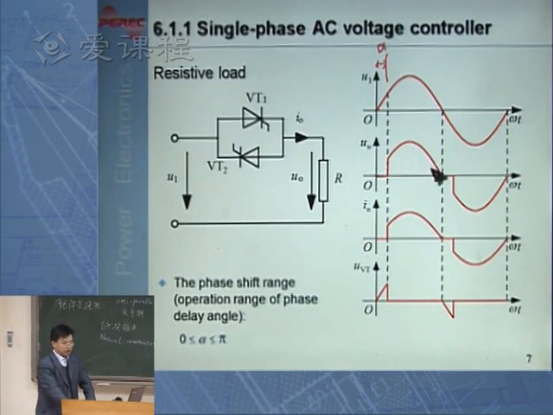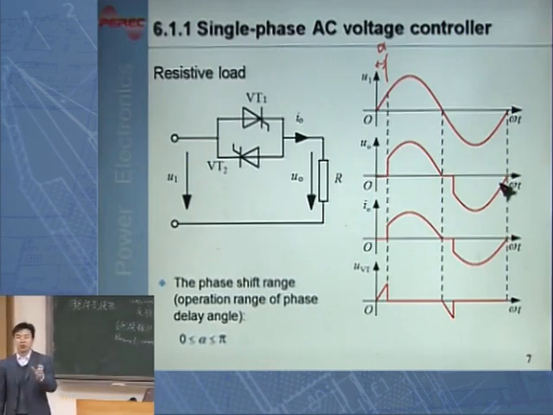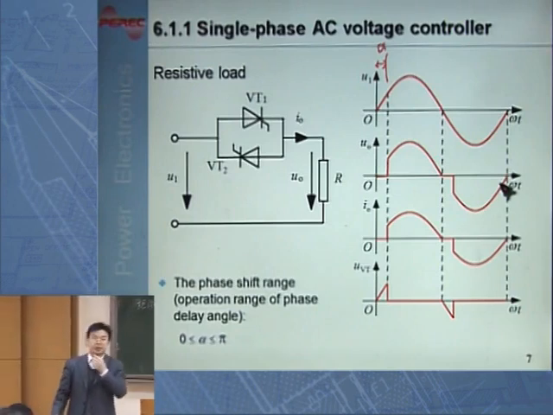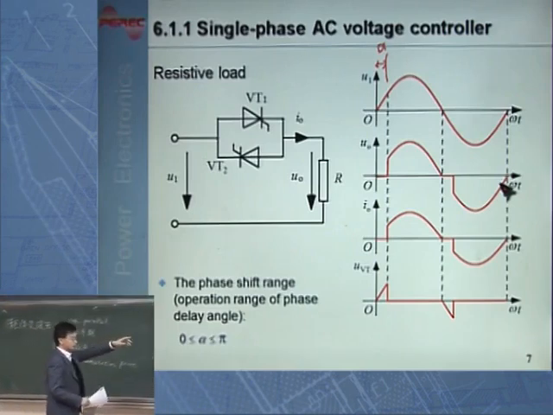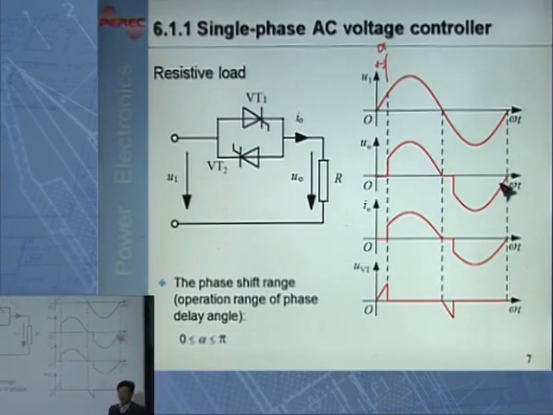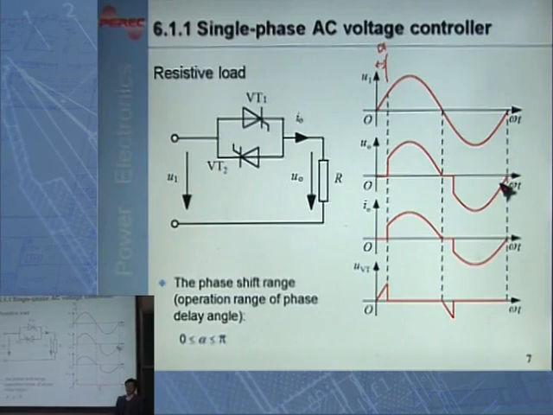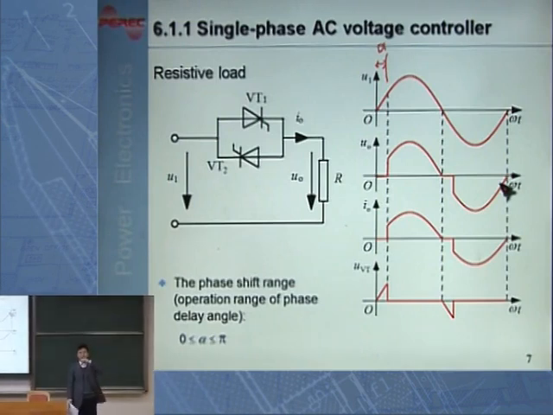Let's say if I'm sending the triggering delay angle signal over here, then UO will be having only a very small part of the input voltage. Okay? So by changing triggering delay angle alpha, we are changing the output voltage magnitude. Somebody says this output voltage is no longer a sine wave, right? It's just part of a sine wave. Okay? So this is actually one of the disadvantages for AC voltage controller based on thyristors.